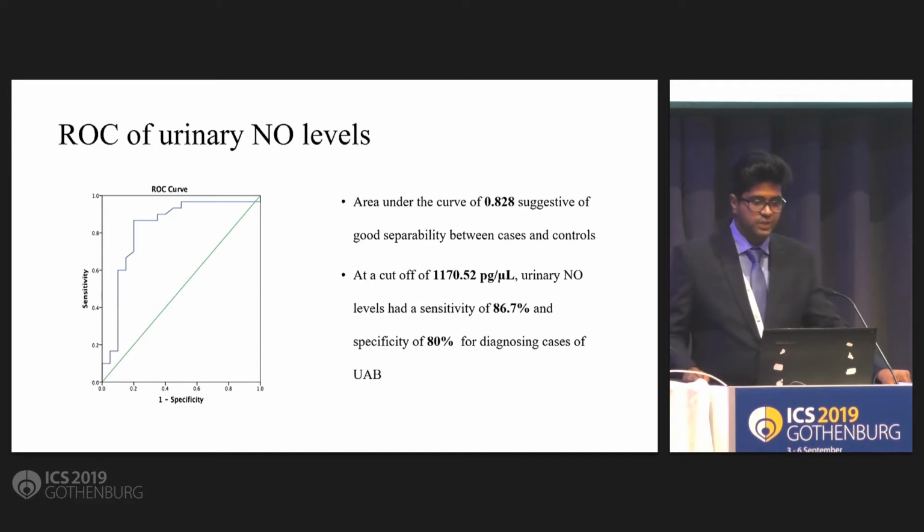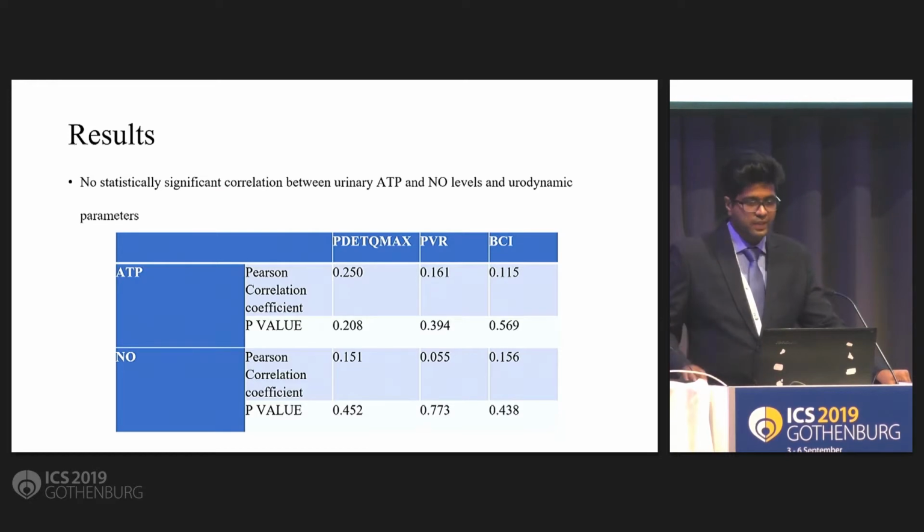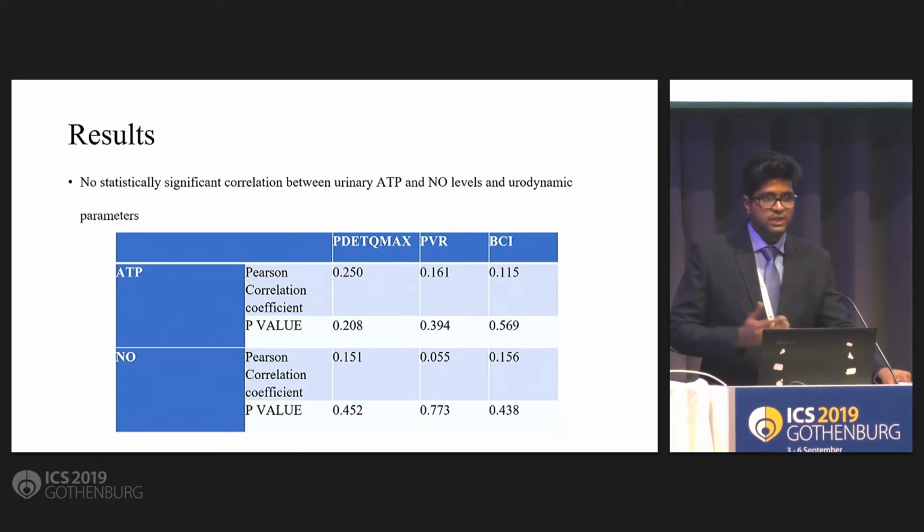So we plotted an ROC curve using the nitric oxide levels. The area under curve turned out to be 0.828, which shows good separability between cases and controls, and at a cutoff of 1170.52 picogram per microliter, it has a sensitivity of 86.7% and specificity of 80%. But we couldn't get any correlation between these levels and the urodynamic parameters.